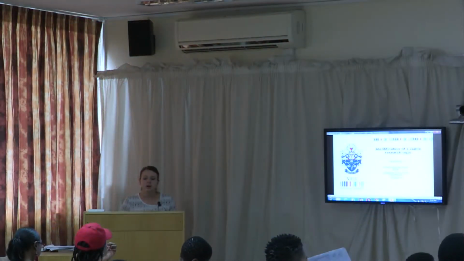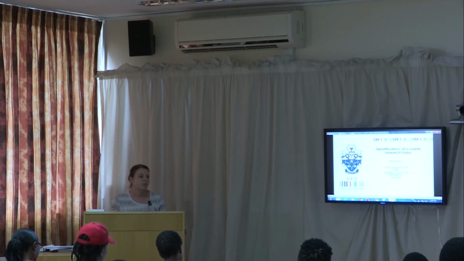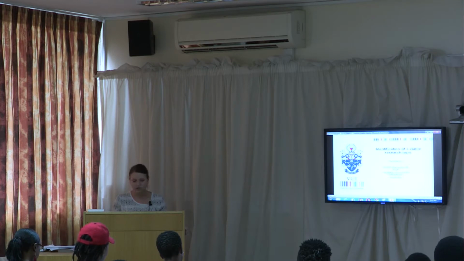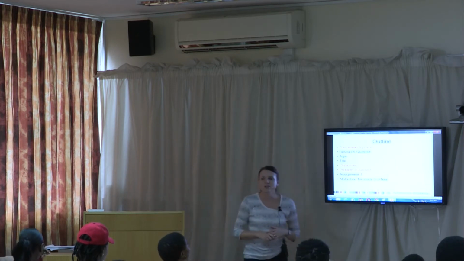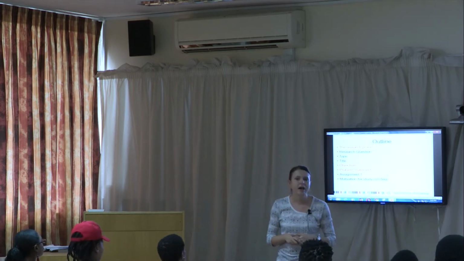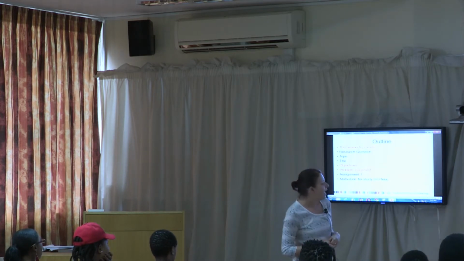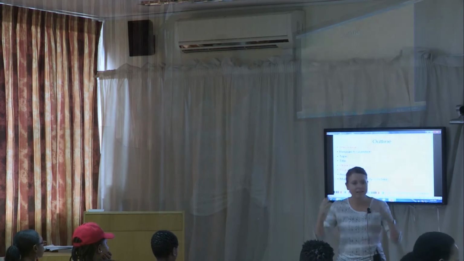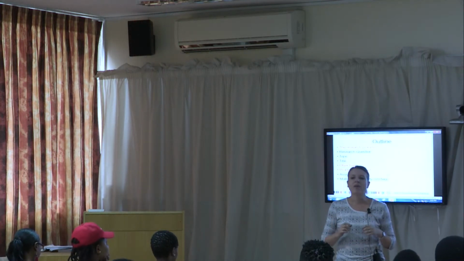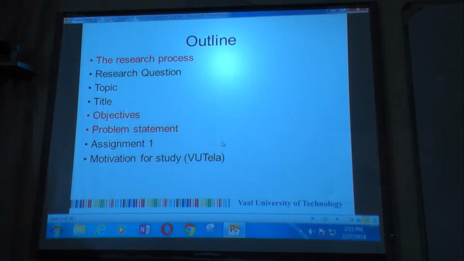Okay. So I'm not going to go into the details again about topics and titles because according to me, that has been done by Professor Dix. But what I want to get into today is three things. I want us to look at the research process. I want us to look at how to write a research objective, and then I want us to look at how to write a problem statement. What is a problem statement and how am I going to write this problem statement? So those three things I want to do today.